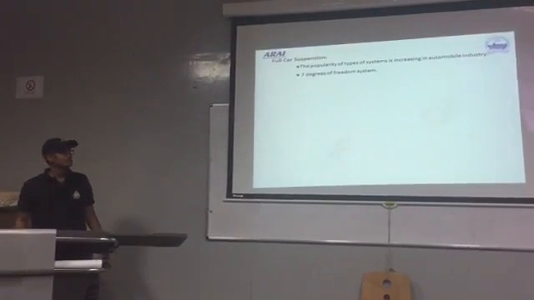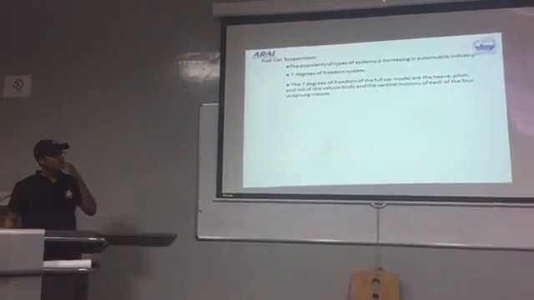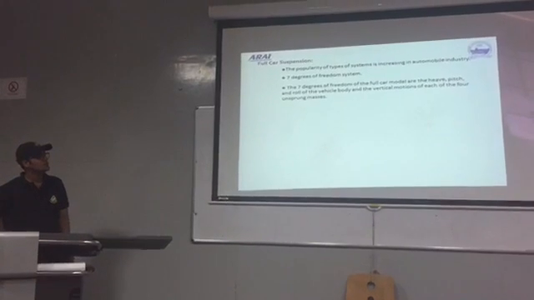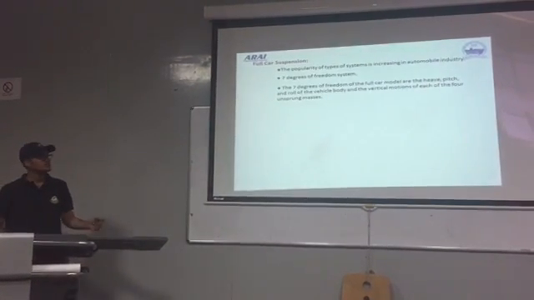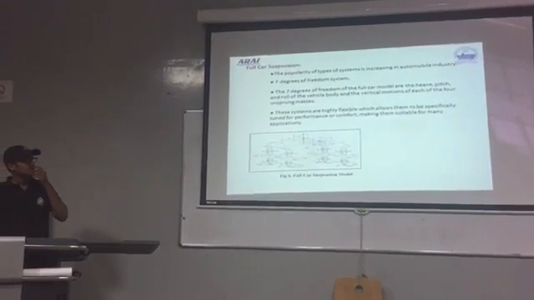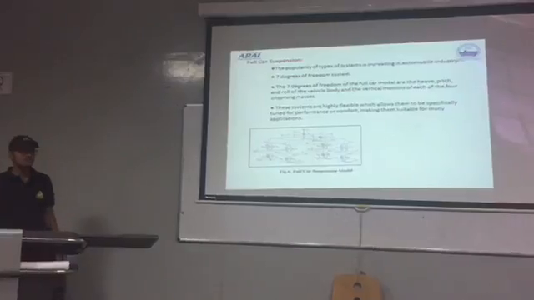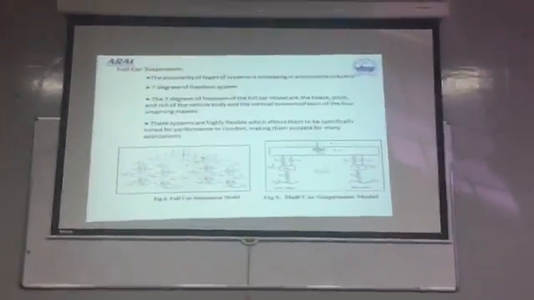Now going into full car suspension, its popularity is increasing in the automobile industry nowadays. This is a 7 degree of freedom system, as half car was a 4 degree of freedom system. The 7 degrees of freedom are the heave, pitch and roll of the vehicle body and the vertical motion of each of the 4 unsprung masses. These systems are highly flexible, which allows them to be specifically tuned for performance. Here is the diagram for the full car suspension model, and here is the half car suspension model.